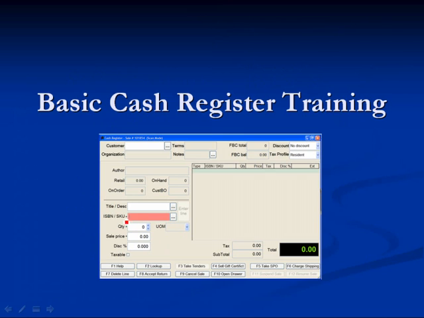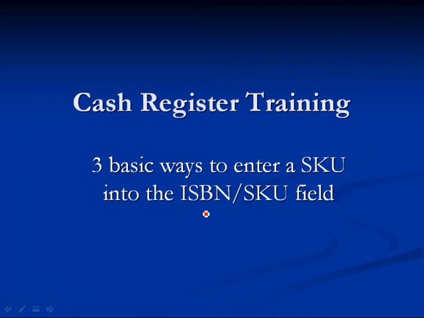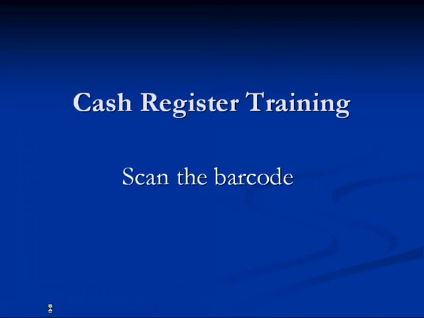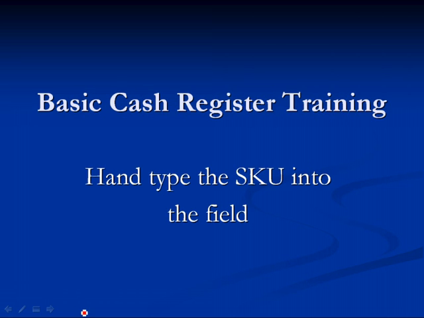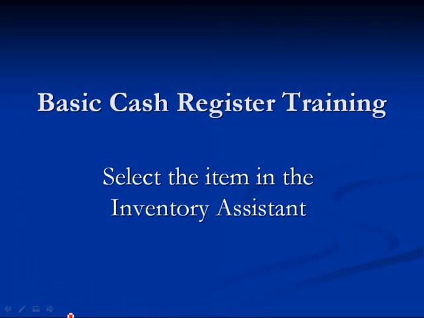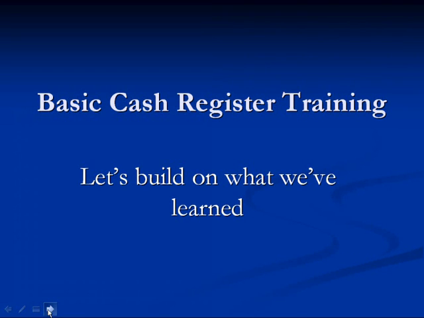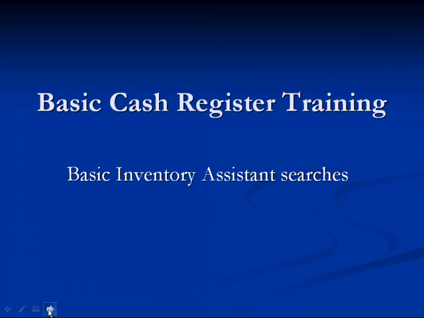We also talked about entering an ISBN SKU into the ISBN SKU field. And we mentioned that there were 3 basic ways to do that. One of the ways to do that was to scan the barcode. Remember that we talked about an EAN 13 barcode, a UPC barcode, what they were, and how to tell the difference between them. We talked about hand typing the SKU into the ISBN SKU field. Remember we said hit enter off the keyboard. We also did a very quick inventory assistant search, but I think we need to talk about that a little bit more. Basic inventory assistant searches.